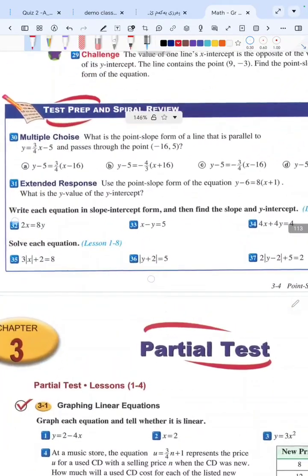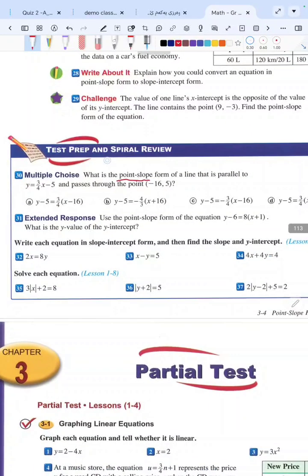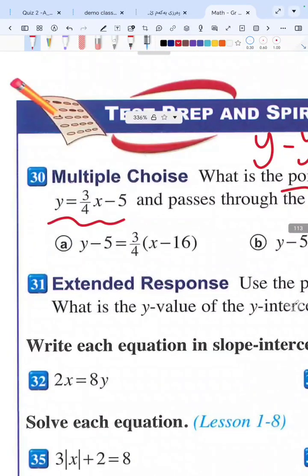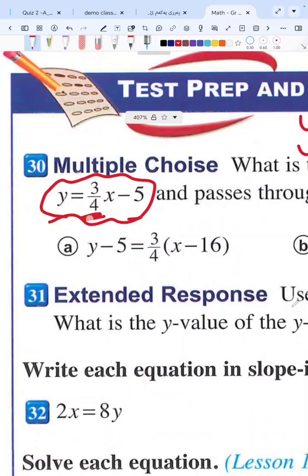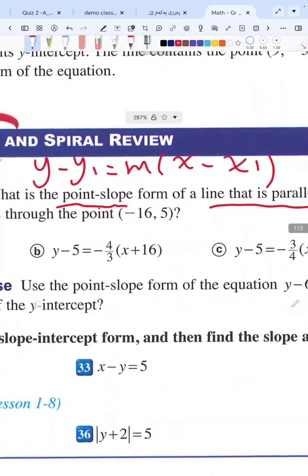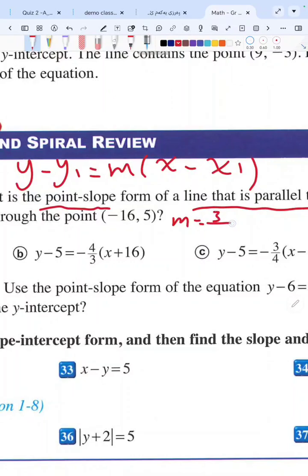In the spiral review, they ask for what? What's the point slope? Look, point slope. What's the rule of point slope? y minus y1 equals m times (x minus x1). That's parallel to what? y equals 3 over 4 x minus 5. They give us this equation, it's slope-intercept, just to know what m is. m is what? The coefficient of x. So m equals what? 3 over 4.